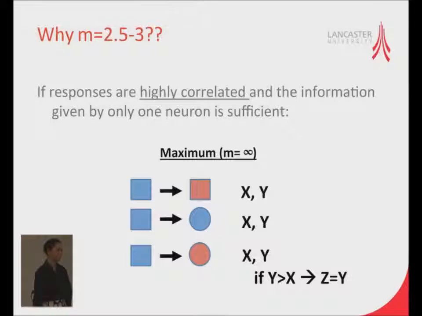Now, if the cell responses are highly correlated, which means that the information given by only one neuron is sufficient and they always do the same thing, this is what you would expect. If there's a change in color, X and Y will both fire, because they do the same thing. And if there's a change in shape, again, they do the same thing, they just get excited. And when you have a change in color and shape, all you need is the larger of the two, because they do the same thing anyway, so only the maximum would be important. In this case, the M value is equal to infinity, because it's the maximum rule.